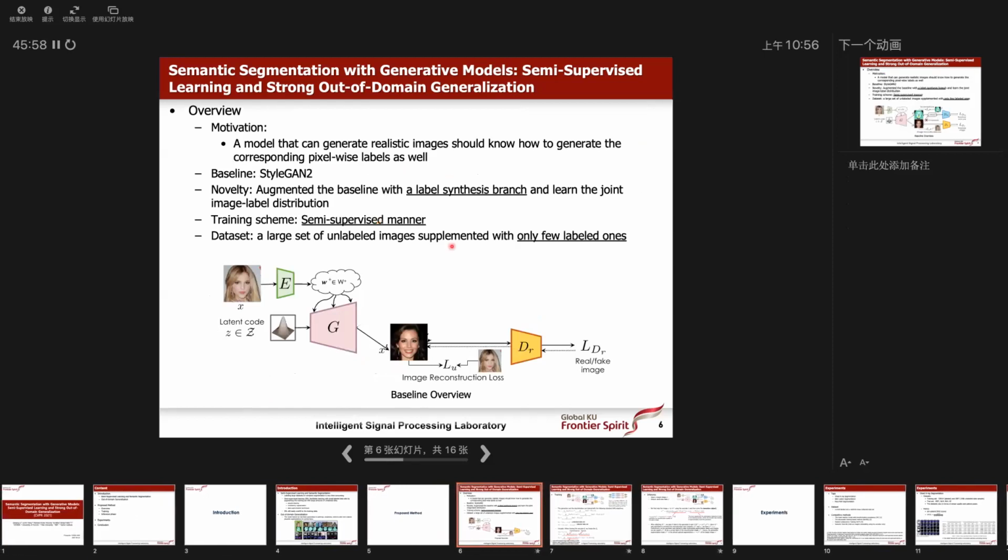For the unlabeled data, we can use this figure to explain it. For example, here is an unlabeled data. We put it into the encoder and the generator, and we can get the reconstruction. And we calculate the adversarial loss and the reconstruction loss. When calculating these two losses, we don't use the segmentation map of this image. Unlabeled means we don't have the pixel level segmentation annotation of the input image.